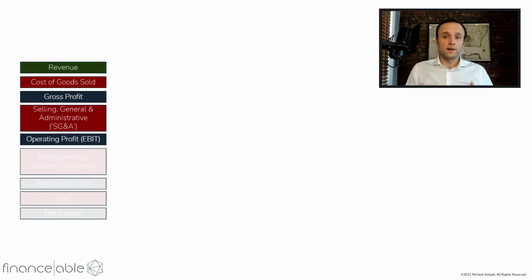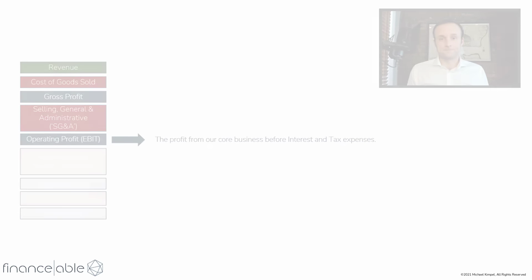After SG&A, we hit operating profit, or EBIT, which stands for earnings before interest and tax. And the short story here is that EBIT, or operating profit, reflects the core profit of the business before we get to any impact from interest due to debt or taxes. Now at this point, we've hit a key juncture in the income statement, which we'll cover next.